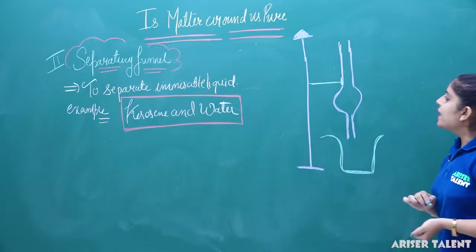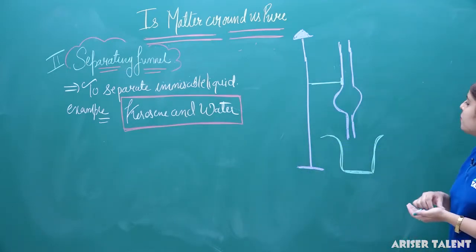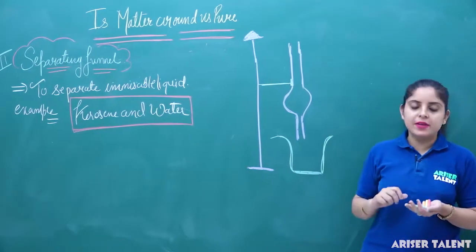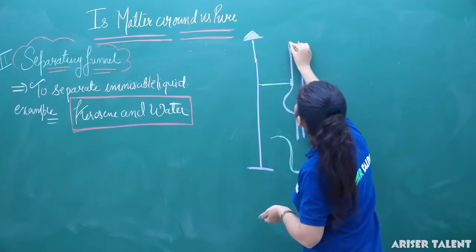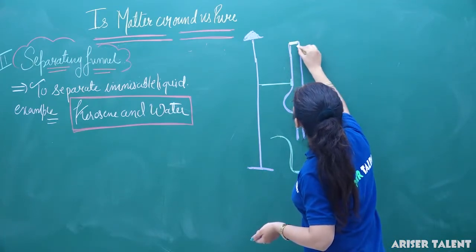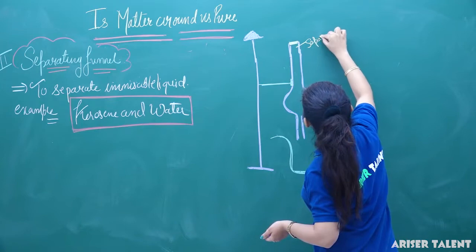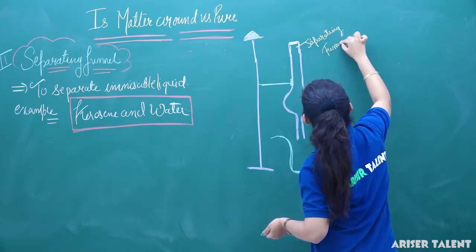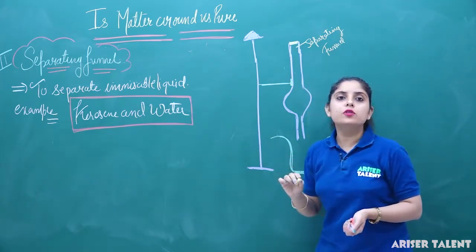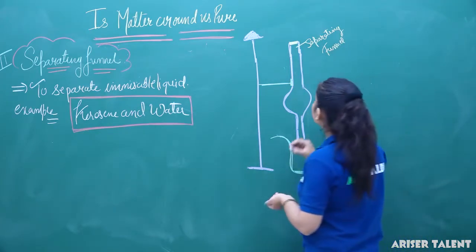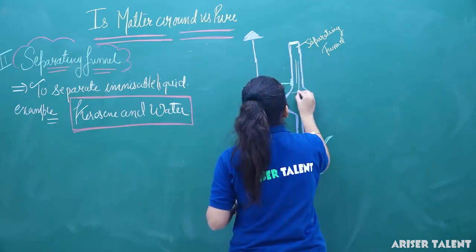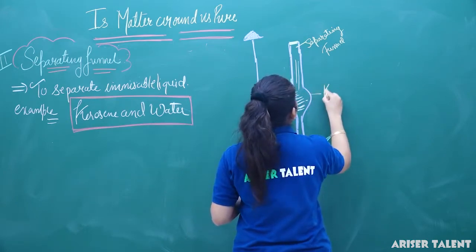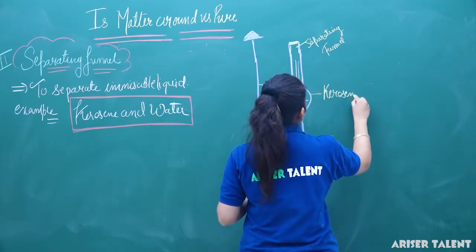So this is a diagram which is showing the separating funnel. What we have done, we have just used a clamp stand to hold this funnel. So this is actually a separating funnel we have. In this funnel, we have taken kerosene mixed with water. What I have poured here is kerosene mixed with water.